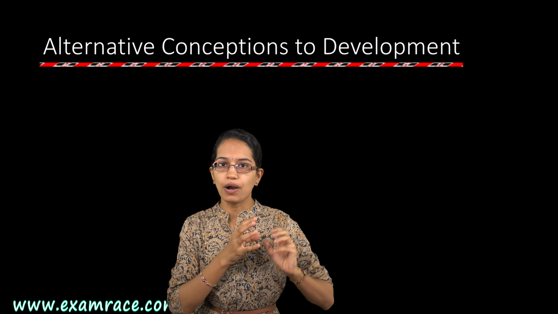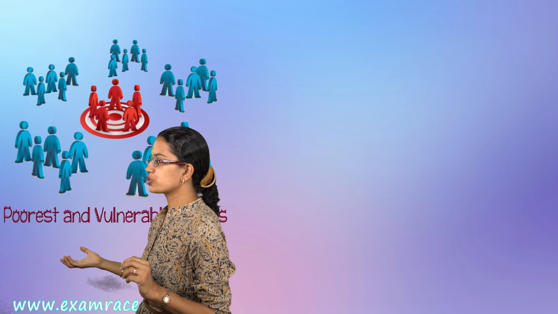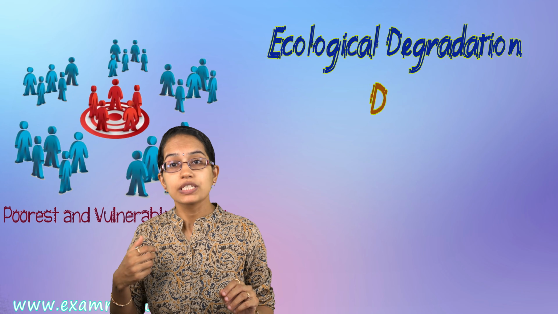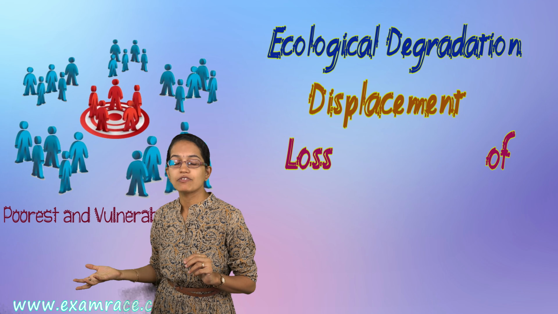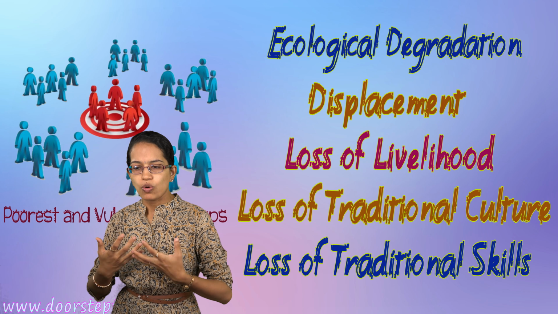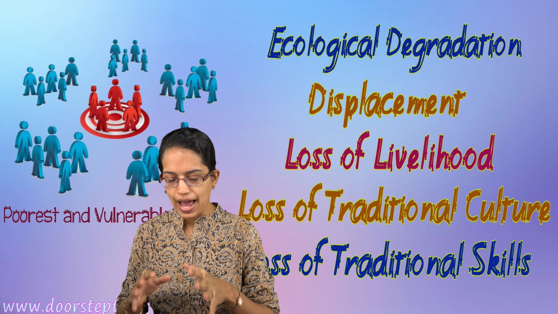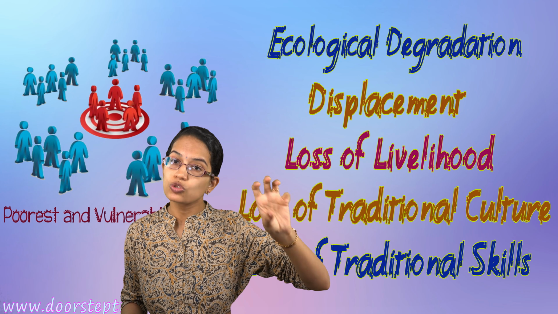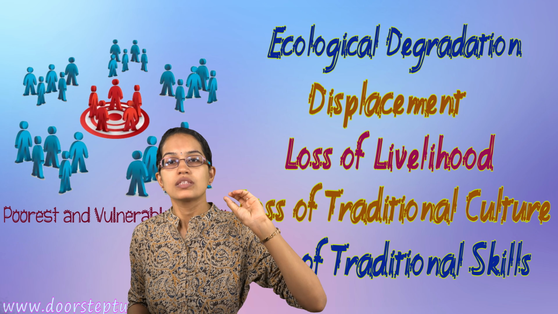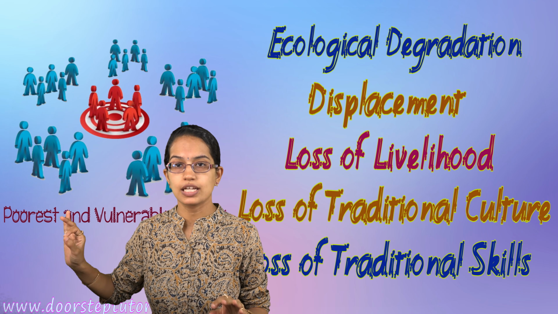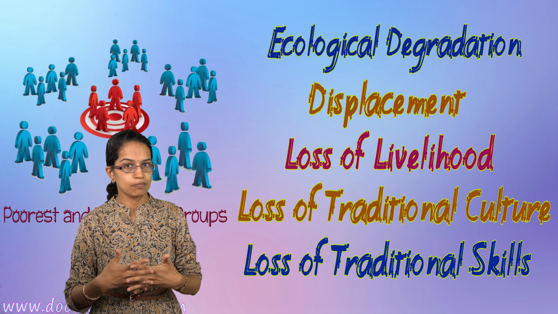So as of now, we could say, if there is no proper development, benefits remain cornered to the rich and the powerful section, and the poorest and the vulnerable groups are exposed to ecological destruction. They are exposed to problems of displacement, loss of livelihood, loss of traditional culture, loss of the traditional skills that are there. So that's where we need to have a balance between the present and the future. The resources being cornered by the rich and the powerful, and the problems being exposed to the poorest and the vulnerable groups, must be adjusted at some point.